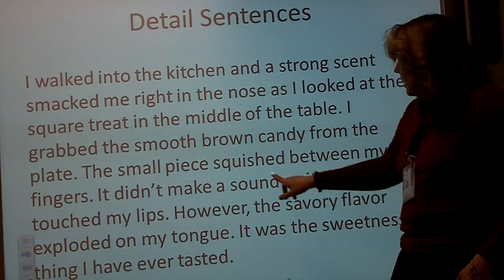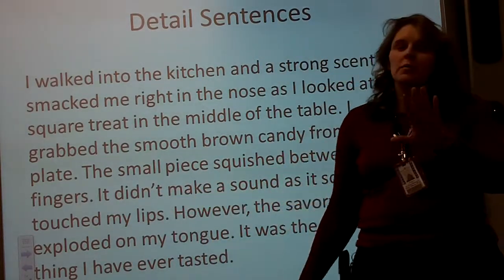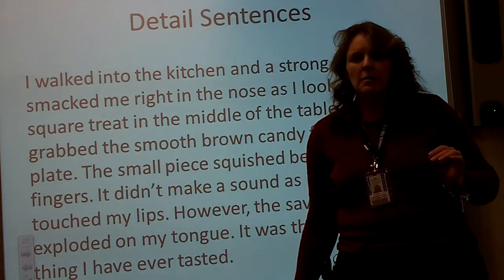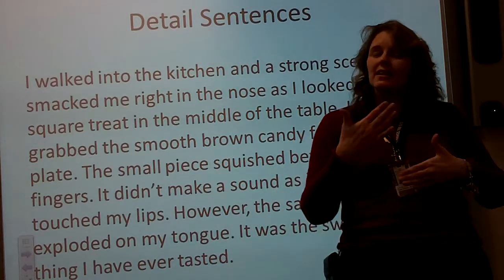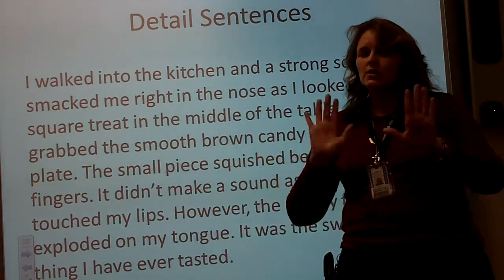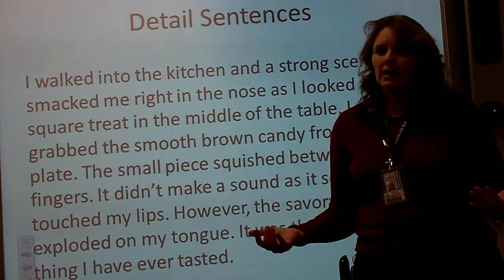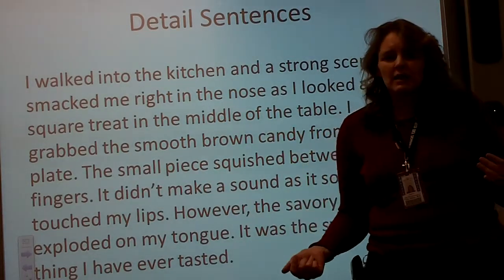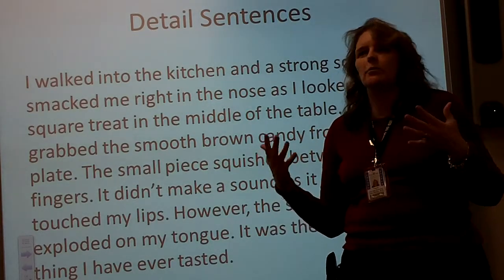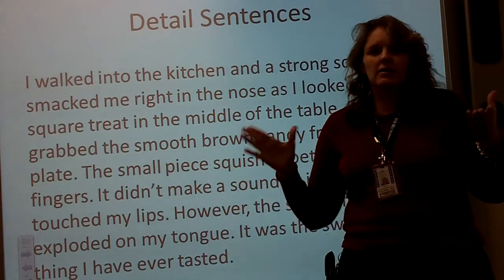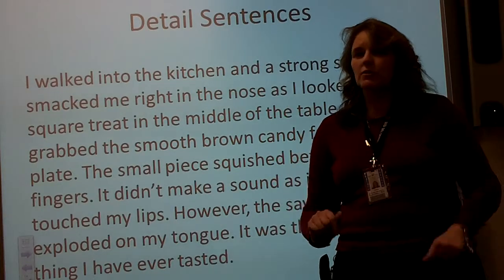Okay? Here's my next one. It didn't make a sound as it softly touched my lips. Remember, my word was silent. But instead of saying it was silent, I just said it didn't make a sound. Saying the same thing, but with slightly different words. It's totally okay to switch your words up a little bit to make it make sense in your writing. You can even change words completely. Maybe I decided that it was gonna snap and crackle and pop, and I didn't have that written in the first one. It's okay to change it up a little bit to make it fit what you're writing.